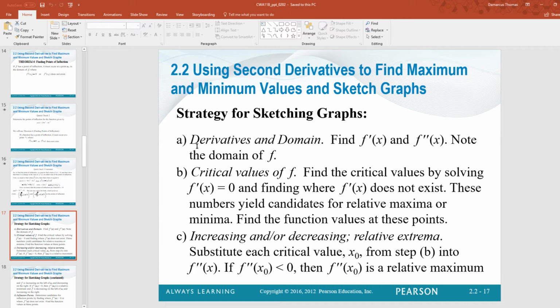So just a quick little summary of strategies for sketching graphs, and it has to do with the second derivative and the tests for inflection points. First thing is understanding that you need to find the derivative, the first and second derivative, and also keep in mind the domain of your f.